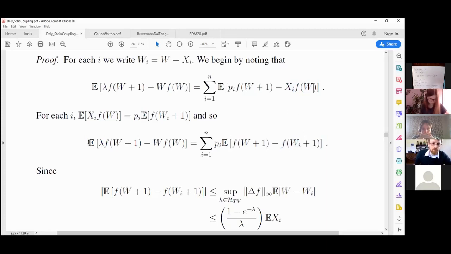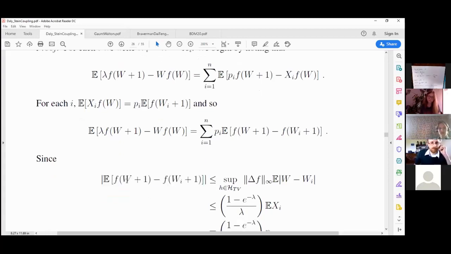So I want to bound the absolute value of this thing. Let's take absolute values and use the triangle inequality to pull those absolute values into the sum. So what I want to bound is lots of absolute values, the terms that look like this. And how can I do that? Well, I've got the difference of f at two points, a w plus 1 and a wi plus 1. What's the biggest that can be?